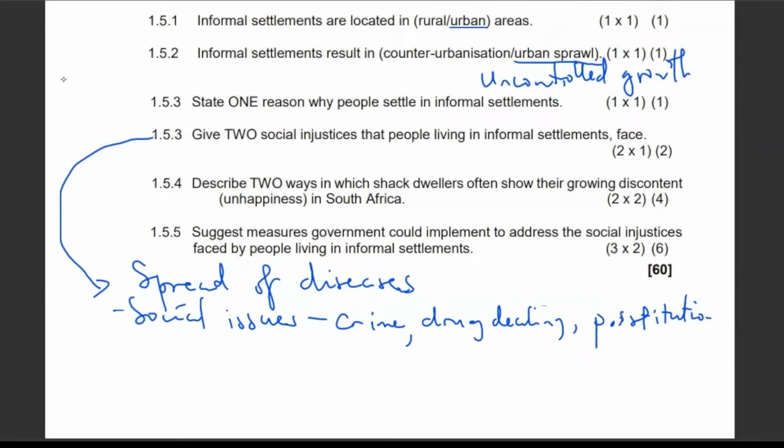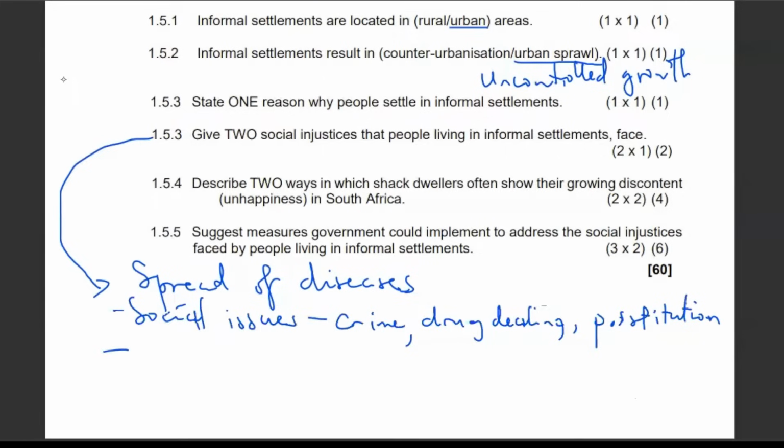They are most prevalent. We are not saying they are not there in the formal, but they are most prevalent in the informal settlements. Crime is very high in the informal settlements, which is an injustice. People are exposed to a number of criminal acts. Drug dealing, the Nyaope boys, they are predominantly active in the informal settlements. Prostitution is very rife in the informal settlements. So those are issues to the society. People are exposed to an injustice because of those issues.